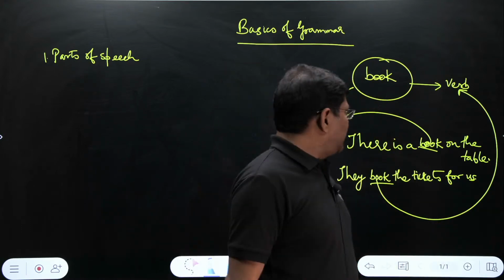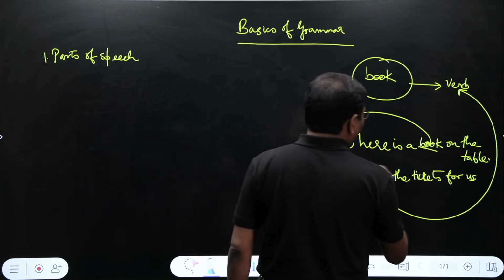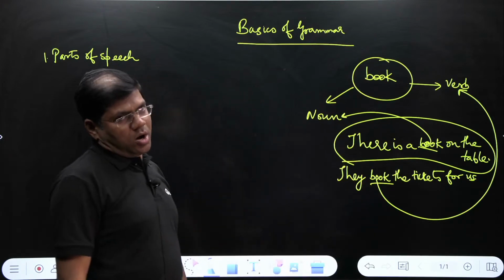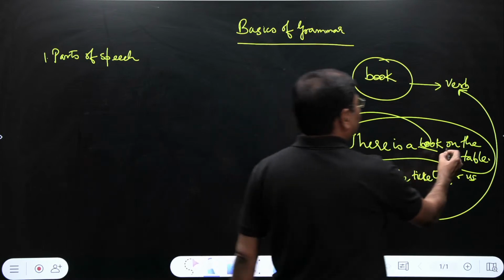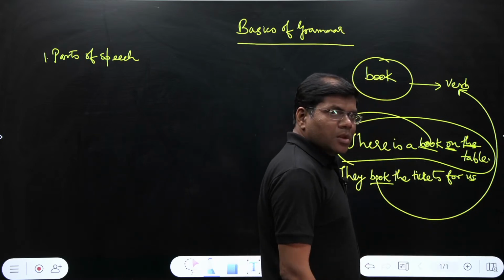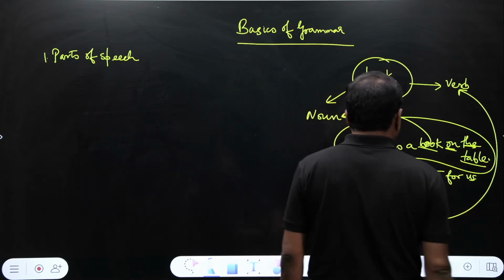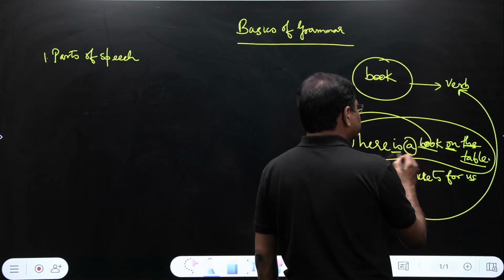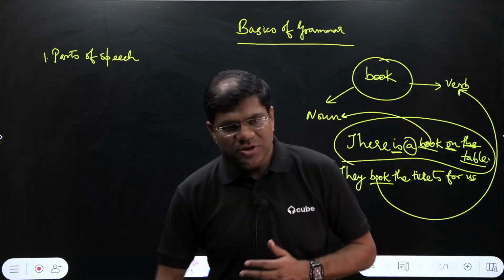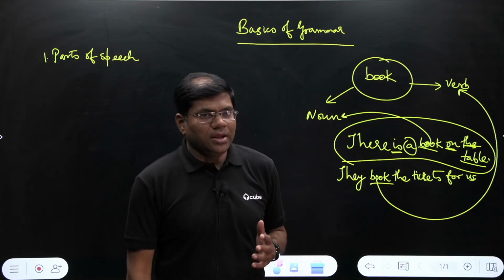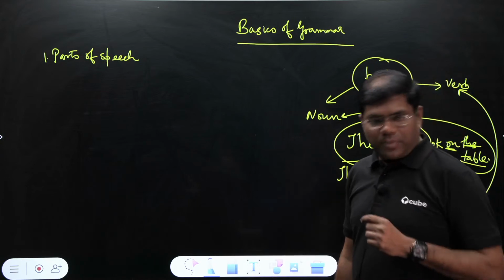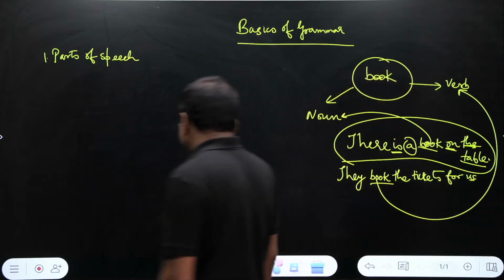In other words, when you look at this sentence, there is a book on the table, every word in this sentence plays a role. For example, the word on is a preposition. The word the is an article. The word table is a noun. This is an article. This is a verb. So every word has a role to play, and that is what we call part of speech. Any word in a sentence has a role to play, and that role that you pick is a part of speech. That means any word in a sentence, correct?